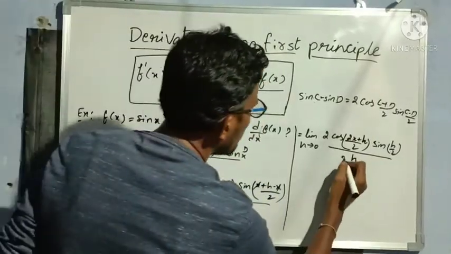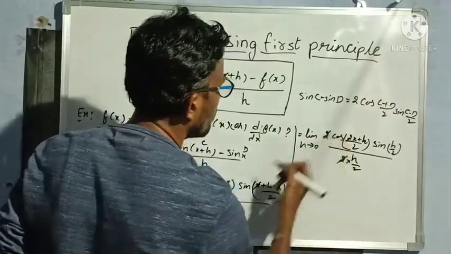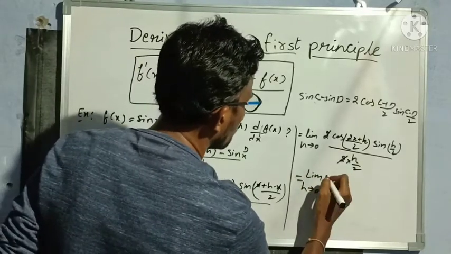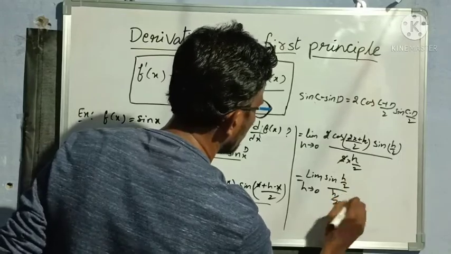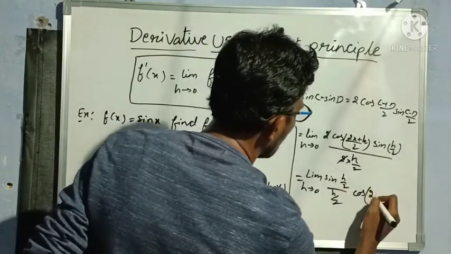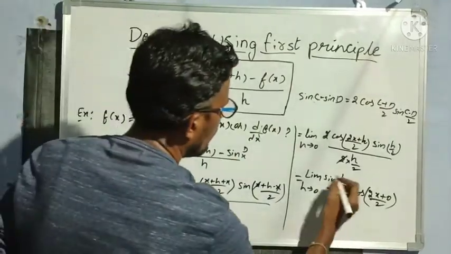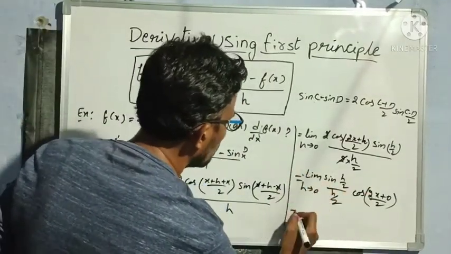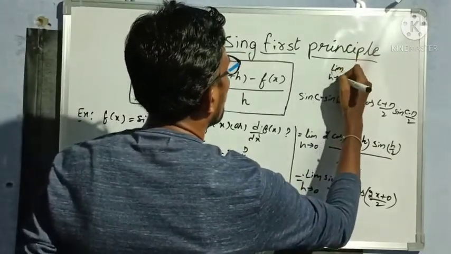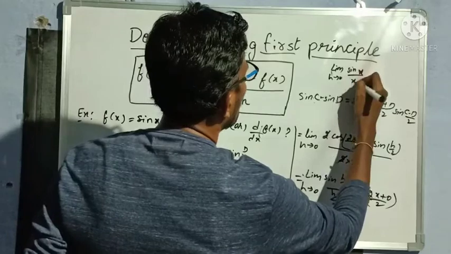So here what I will do means I will multiply and divide h by 2 here. Okay. So that here 2 gets cancelled. So that is equal to limit h tends to 0 sin h by 2 by h by 2 into, if I apply here h value, then I will get cos of 2x plus 0 by 2. So limit h tends to 0 sin h by 2 by h by 2. Formula: limit h tends to 0 sin h by h, or sin x by x. This is the general formula. What is the value? 1.